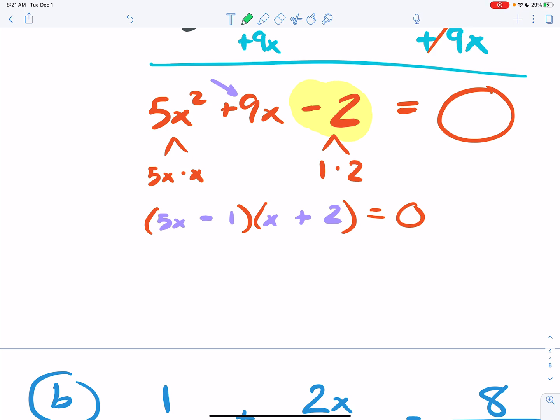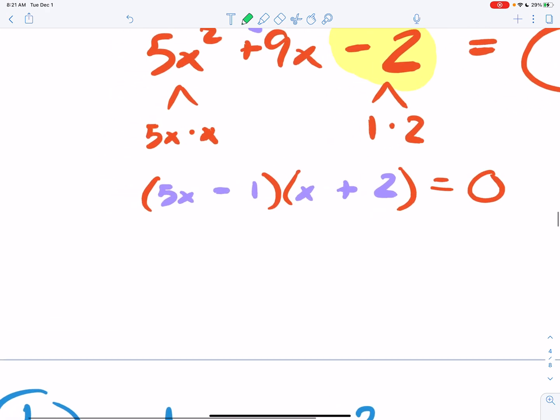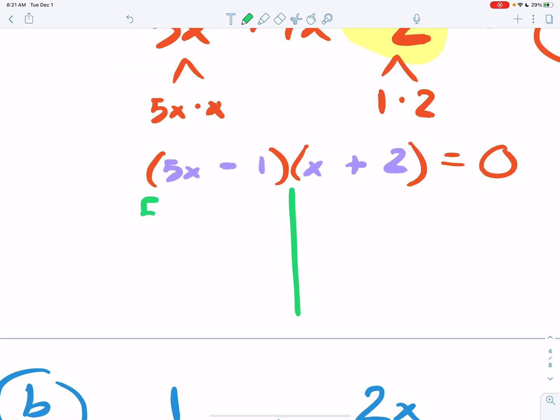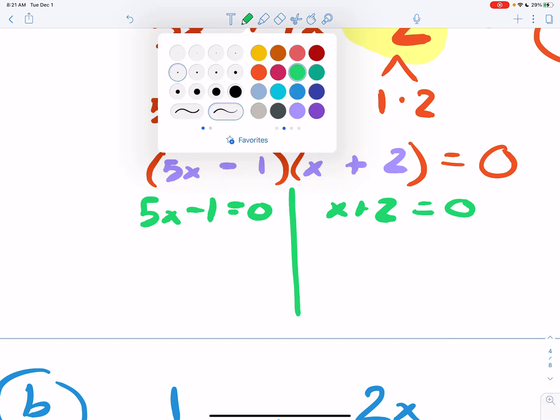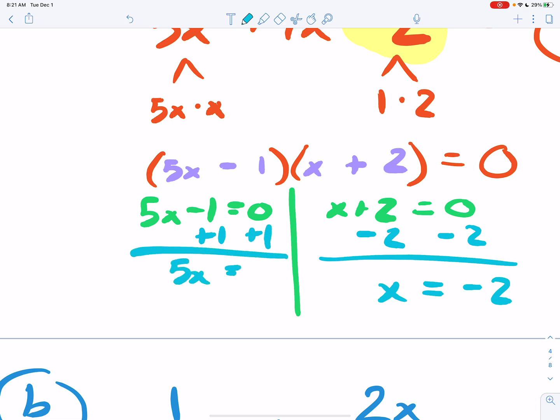Okay, so now that we have a product that's equal to 0, we could use the zero product property, which allows us to set each factor equal to 0. Okay, go ahead and solve for these two here, and then press play whenever you're ready or if you get stuck. Okay, so here you would subtract 2. X would equal negative 2. Here you would have to add 1 first. 5x would equal positive 1, and then you would divide 5, so x would equal 1/5.